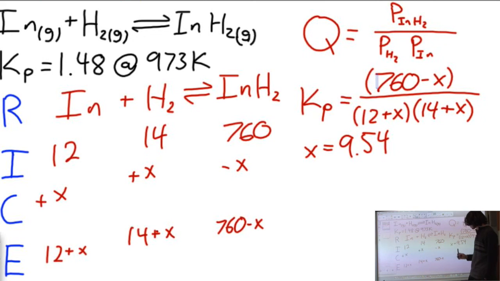So now that we know x, it's a simple matter to add x to the two reactants and subtract x from the product in order to get the final pressures at equilibrium.